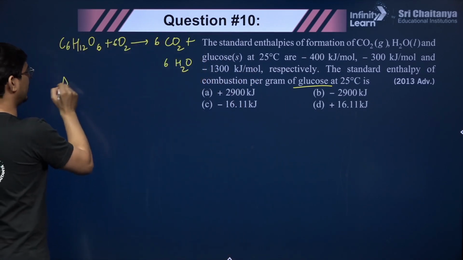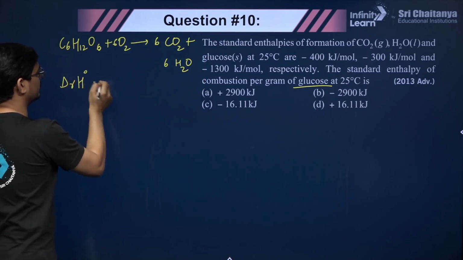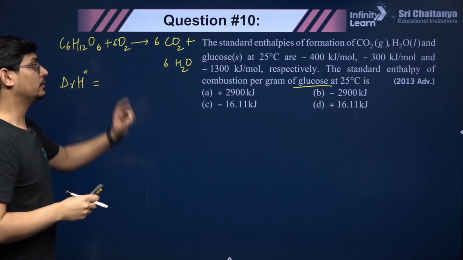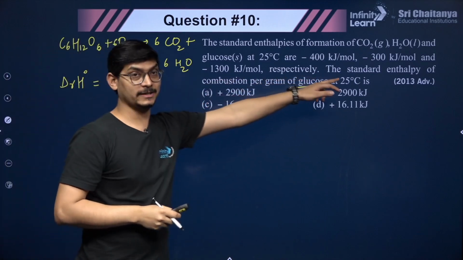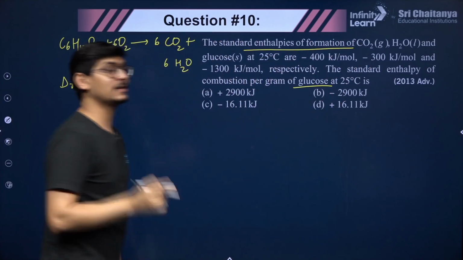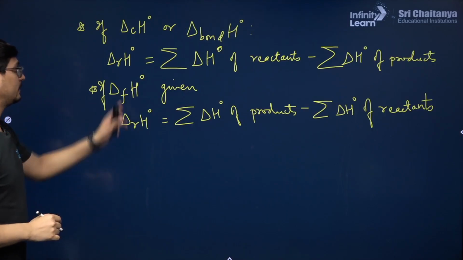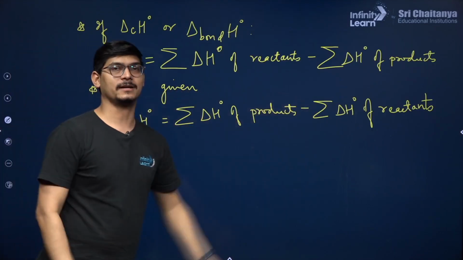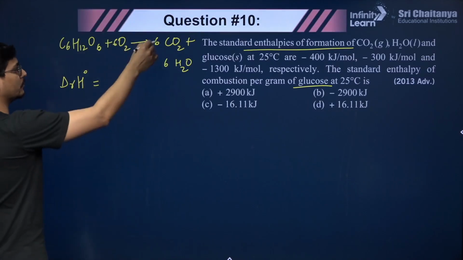Now, what will be the enthalpy of this reaction? Okay, so please note that you do not look at the value that you have to calculate, you look at the value that you are given. So standard enthalpy of formation are given. So when formation enthalpies are given, we do products minus reactants. Okay, so what I'm going to do here, products minus reactants.